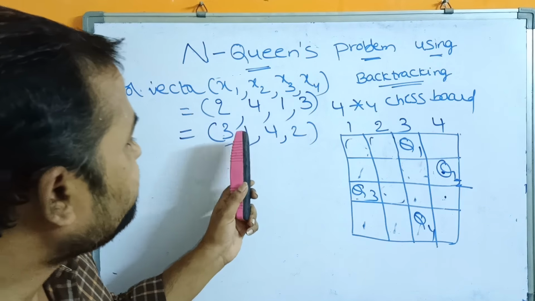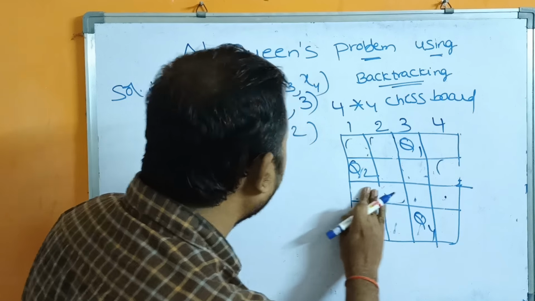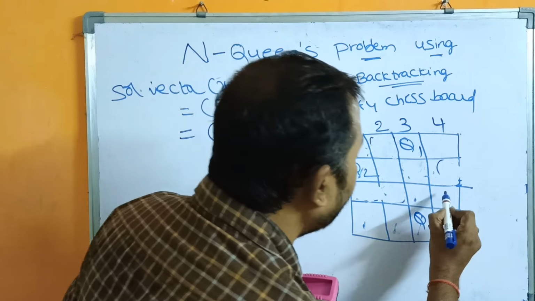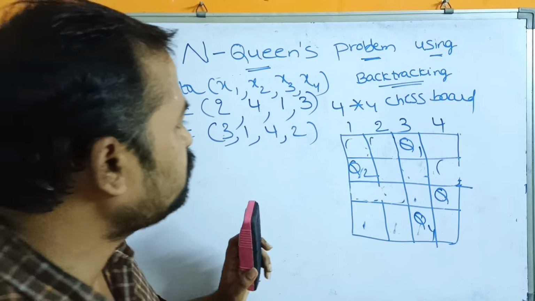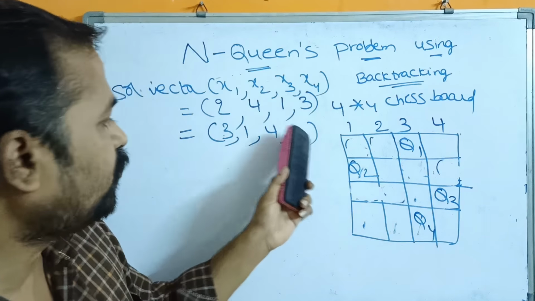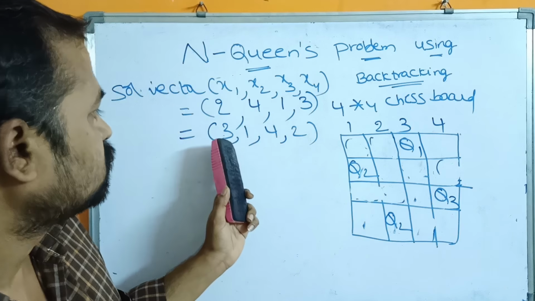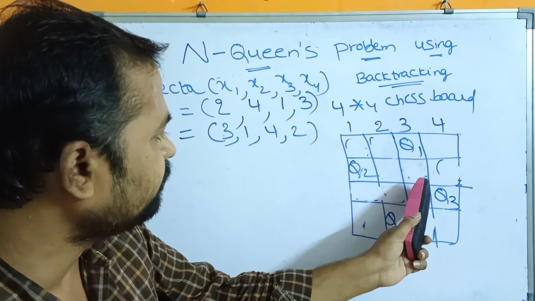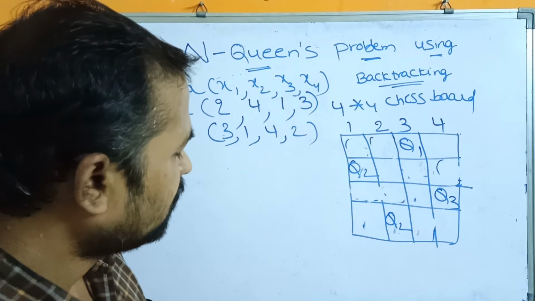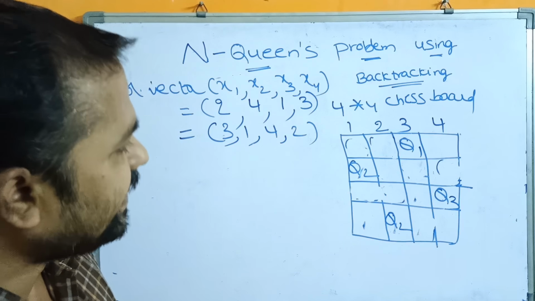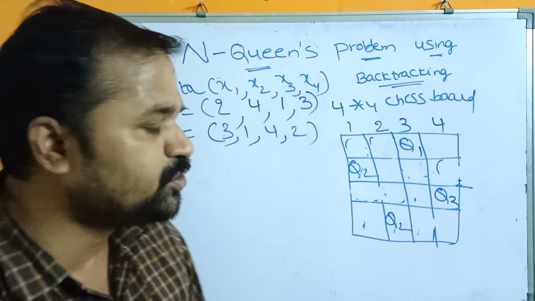Next, the second queen is placed in the first column. Next, the third queen is placed in the fourth column. Next, the fourth queen is placed in the second column. Okay. So 3, 1, 4, 2. If you observe here, these queens are not under attack. So these two are the solutions.